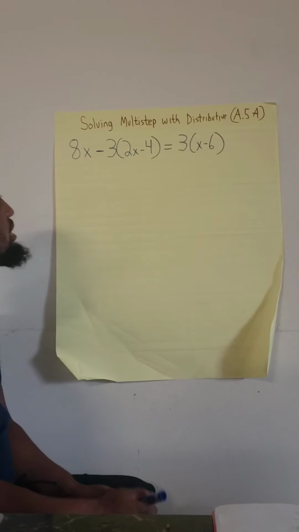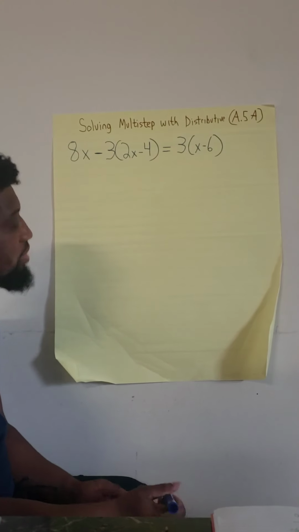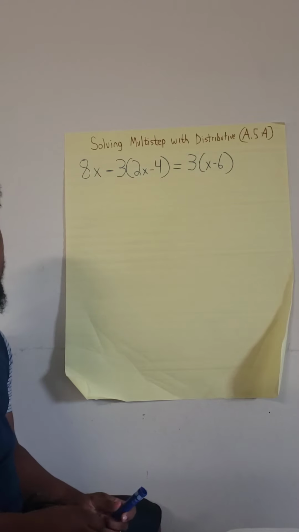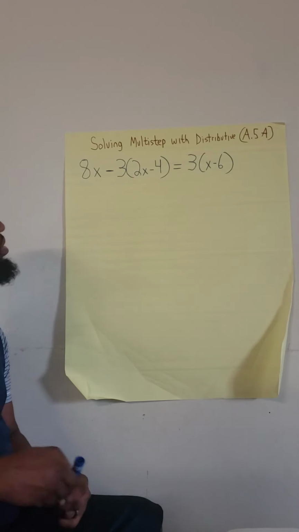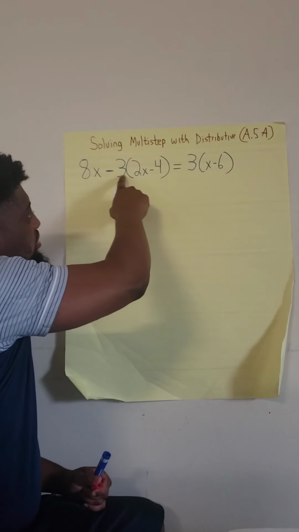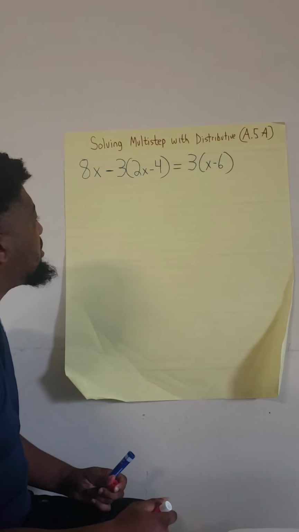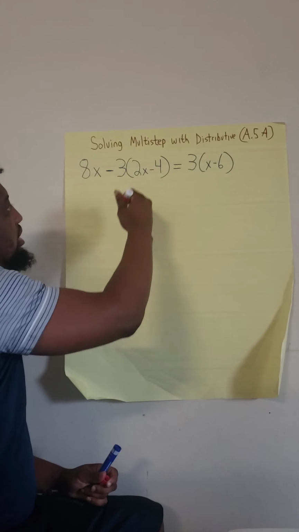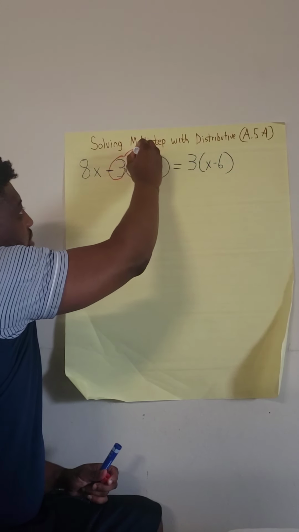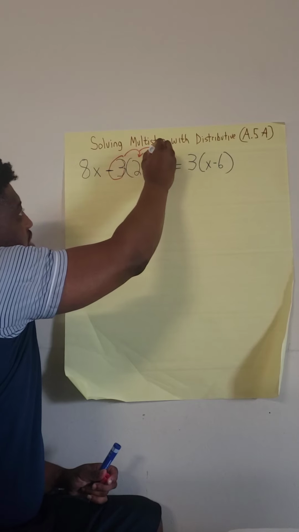All right, we're about to solve a multi-step equation with the distributive property. First thing you want to do is make sure that you attack the parentheses first. Right here is a parentheses and here is a parentheses. So the number outside of the parentheses is what you want to attack. You want to multiply those. So you want to take that and multiply it with this, and also multiply it with this.